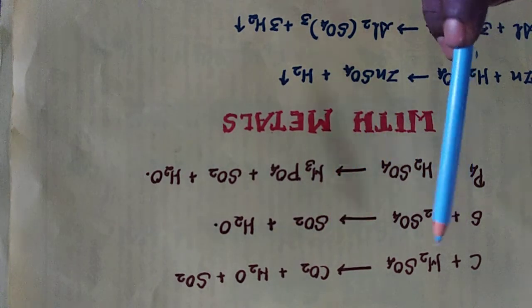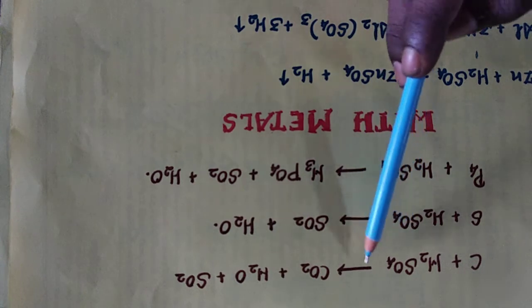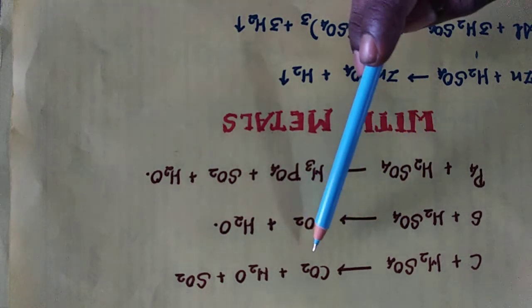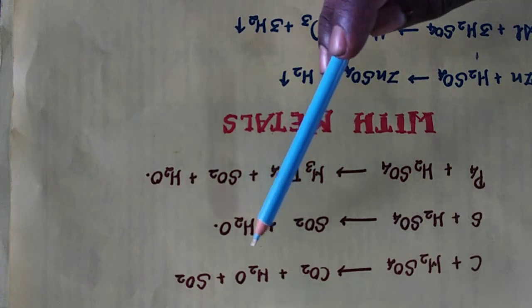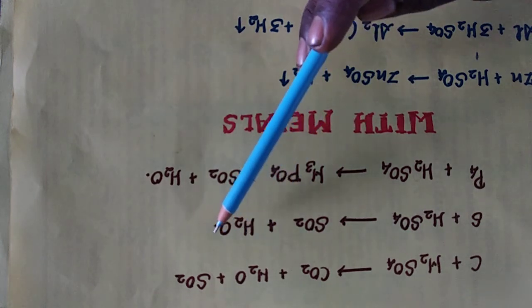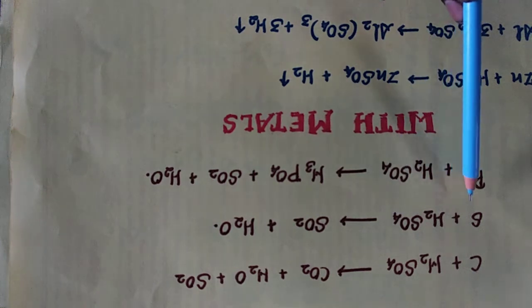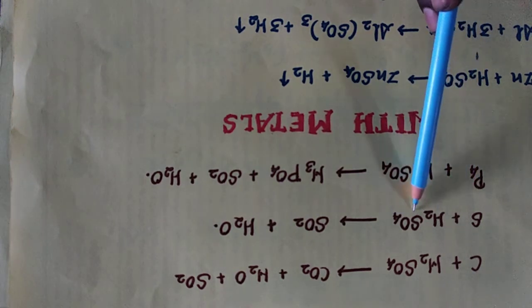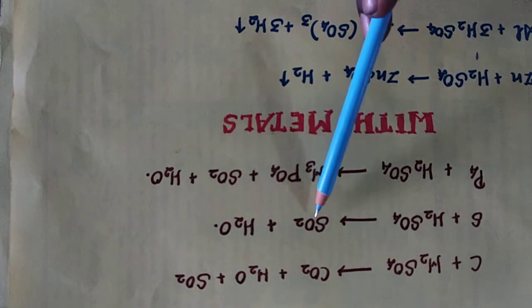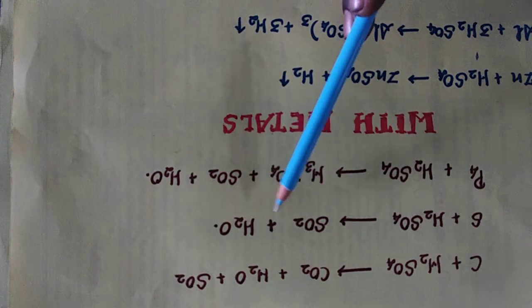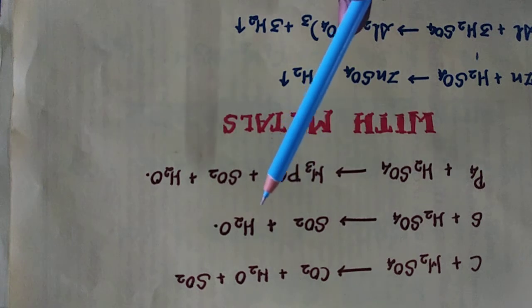That is, carbon reacts with the oxygen atom of sulfuric acid and is oxidized to carbon dioxide, along with the formation of a molecule of water and sulfur dioxide. Then the second oxidizing property: when sulfuric acid is allowed to react with sulfur, it will be converted into sulfur dioxide along with the formation of a water molecule.